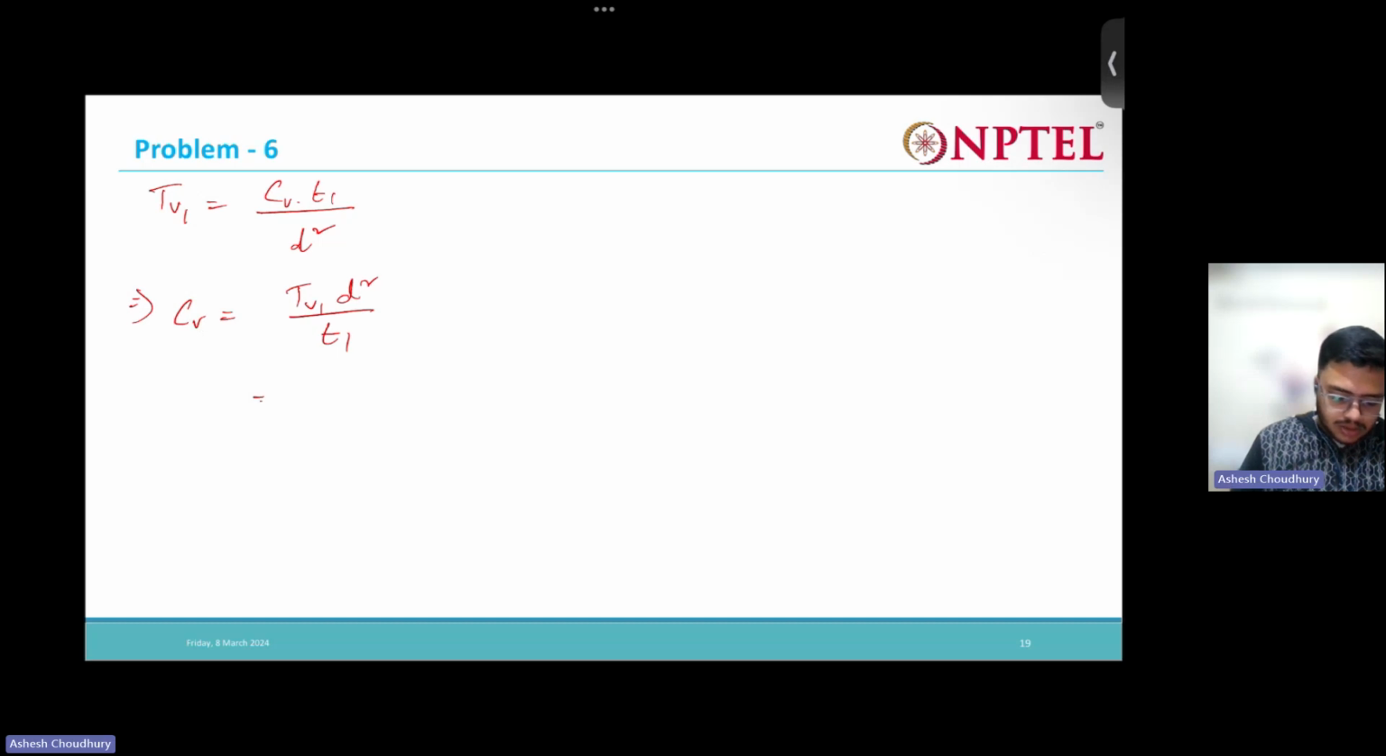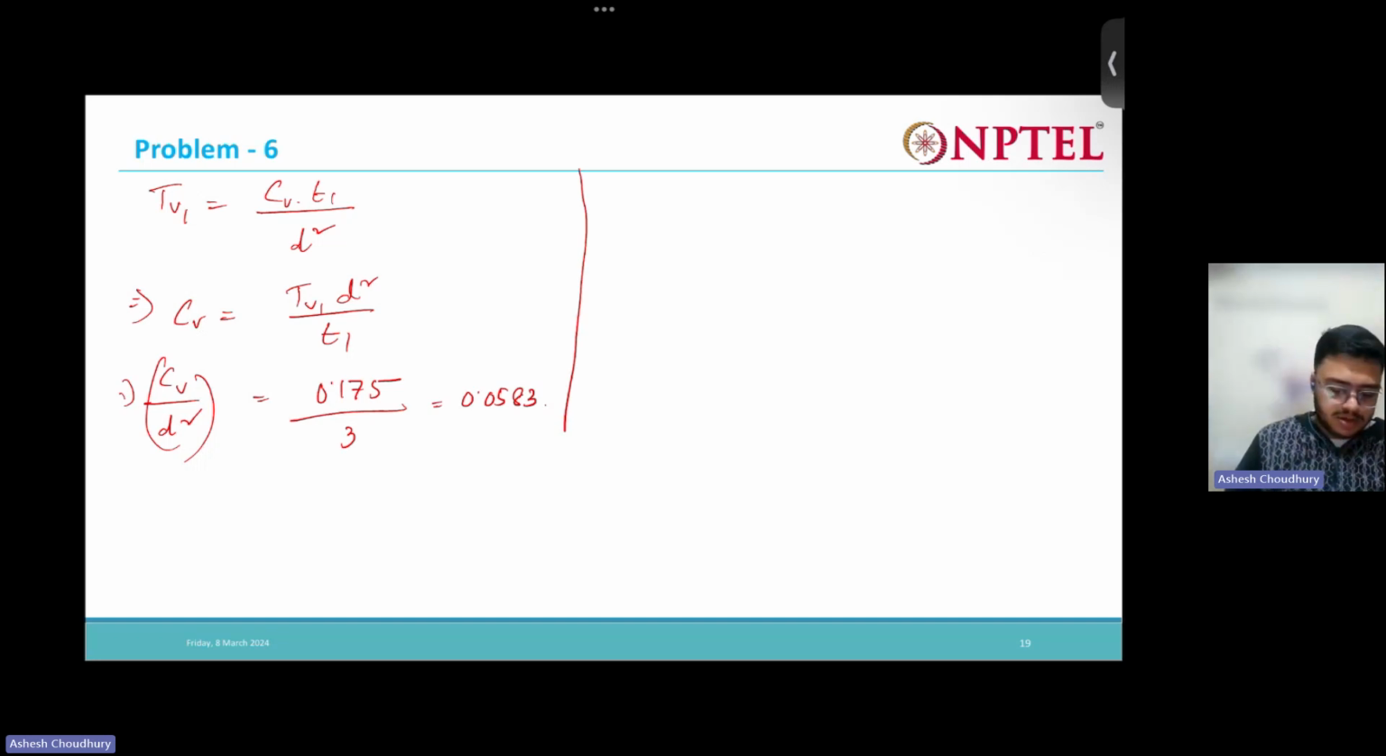Or what we can do, we can write this as CV by d square, let us keep it like this. This will be TV1 by T1. TV1 is 0.175, and T1 is 3 years, equal to 0.0583. So this we got from the first case that is given to us.